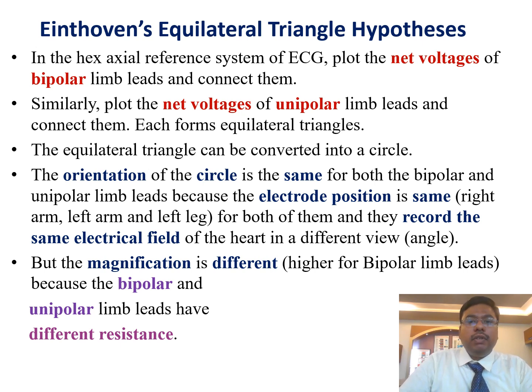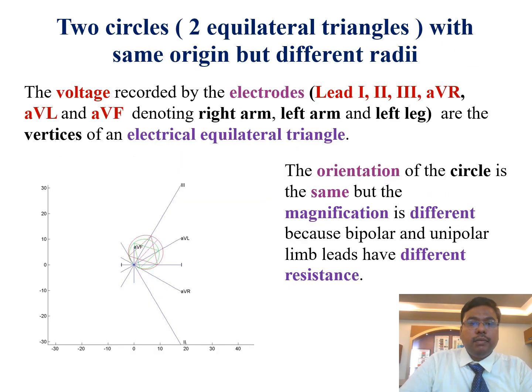So this denotes the Einthoven circular triangle hypothesis. The voltages recorded by the electrodes, leads 1, 2, 3, AVR, AVL, AVF, denote the right arm, left arm and left leg, or the vertices of an electrical equilateral triangle.